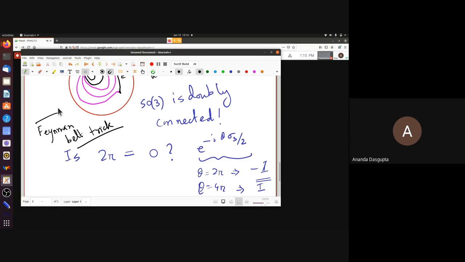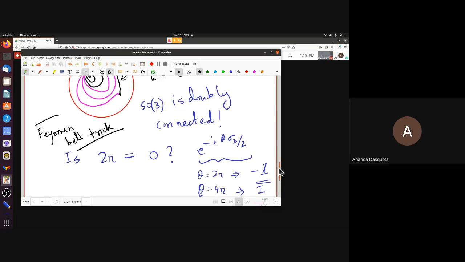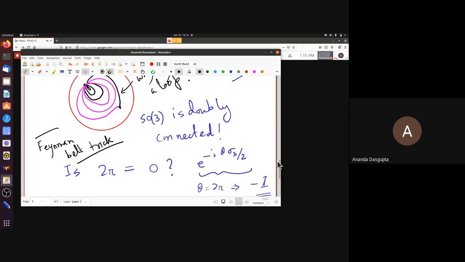And there you will see why a 2 pi rotation is not the identity, and a 4 pi rotation actually is. Okay. And the whole mathematical reason behind this is the fact that SO(3) is doubly connected. Okay. But to quickly end this, I'm going to take only 10 more minutes today.